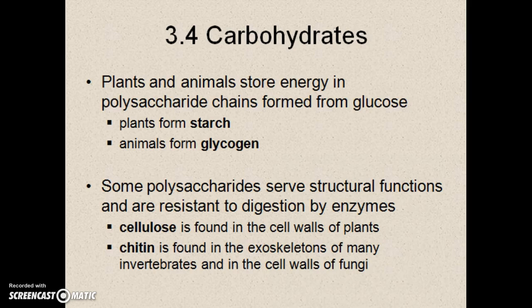Some examples of some more complex carbohydrates are things like starch and glycogen. So we can actually store energy in these polysaccharide chains, which are based off this monomer of glucose. Some of these polysaccharides actually don't store energy, they are more structural. So things like cellulose that you can find in plants, and then chitin, which is in the exoskeletons of invertebrates, are some nice structural carbohydrates that those organisms produce.